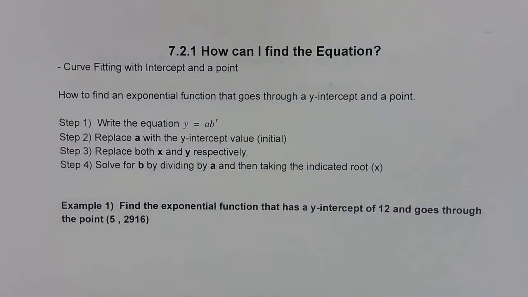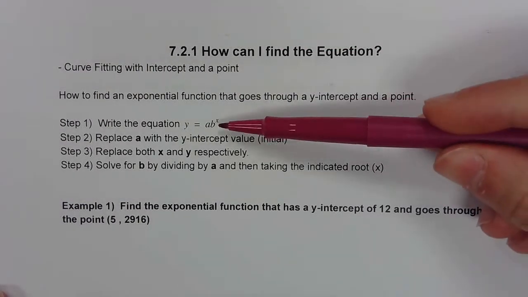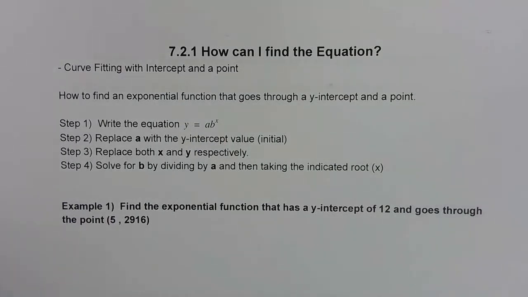So we're going to call this curve fitting with an intercept and a point. How to find an exponential function that goes through a y-intercept and a point. Step 1, we're going to start with our general form, y equals a times b to the power of x. Step 2, we're going to replace a with the y-intercept value, or the initial. Step 3, we'll replace both x and y respectively. So whatever the x is in the point, we'll go in for x. What the y is, we'll go in for y. And then we will solve for b by dividing by a and then taking the indicated root, whatever x is.